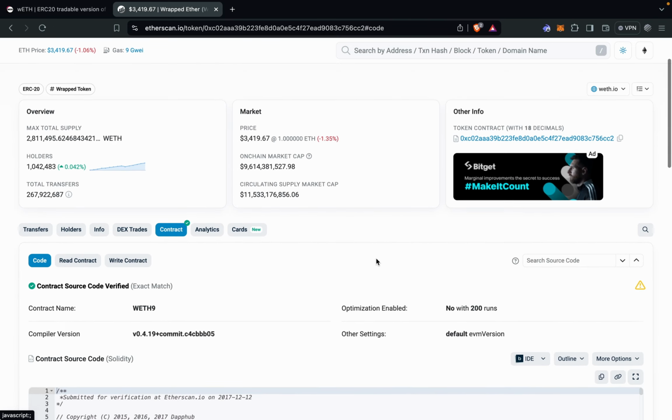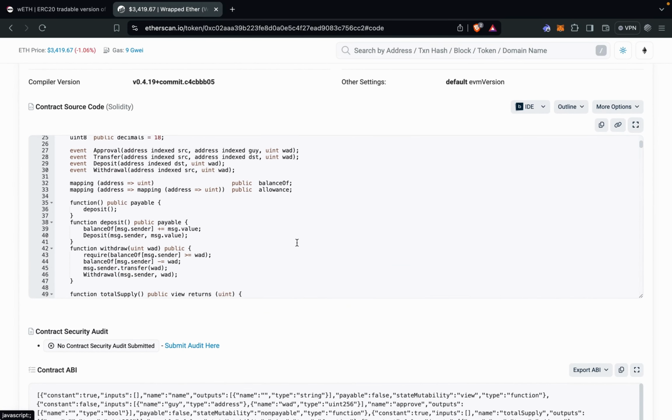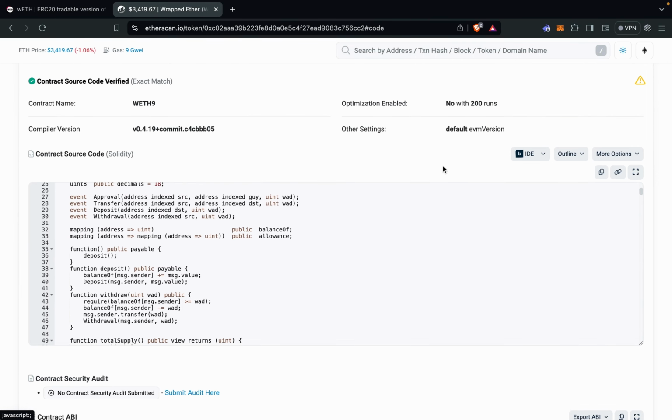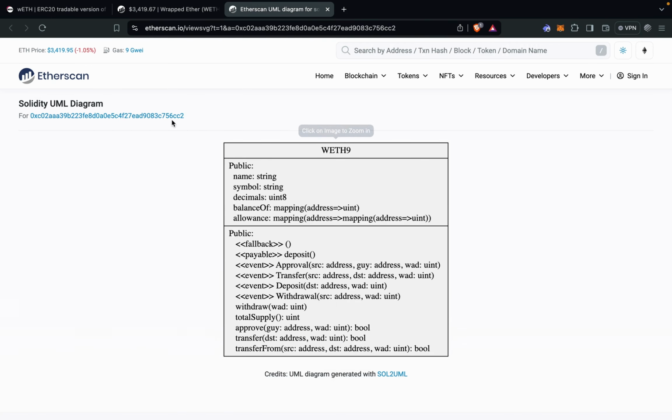go to the contract tab, and here you'll find the contract for wrapped ETH. To analyze this smart contract on a high level, you can go to a UML diagram and you can see all of the details about this contract. It's fairly simple, and if you know how ERC20 tokens work, you will have no problem understanding this smart contract.